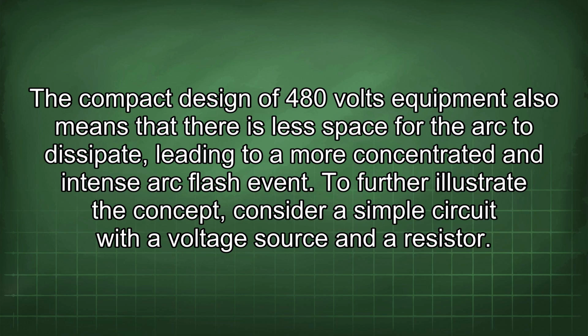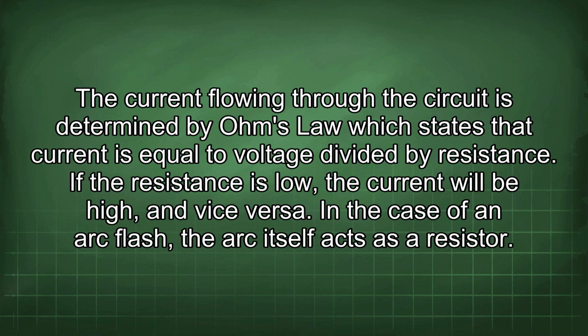To further illustrate the concept, consider a simple circuit with a voltage source and a resistor. The current flowing through the circuit is determined by Ohm's law, which states that current is equal to voltage divided by resistance. If the resistance is low, the current will be high, and vice versa. In the case of an arc flash, the arc itself acts as a resistor.